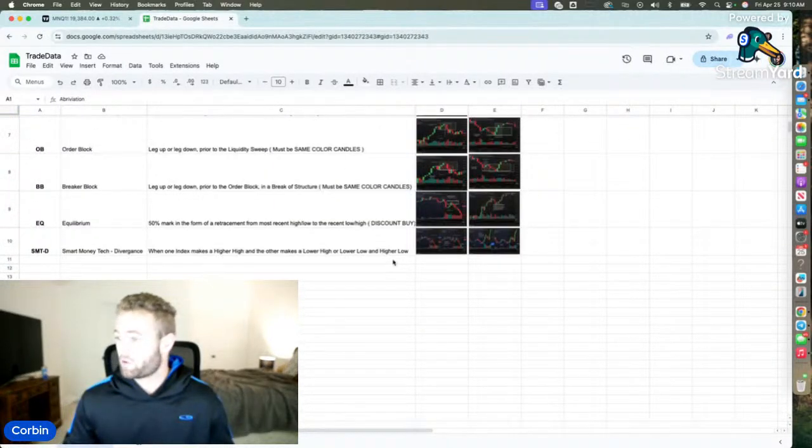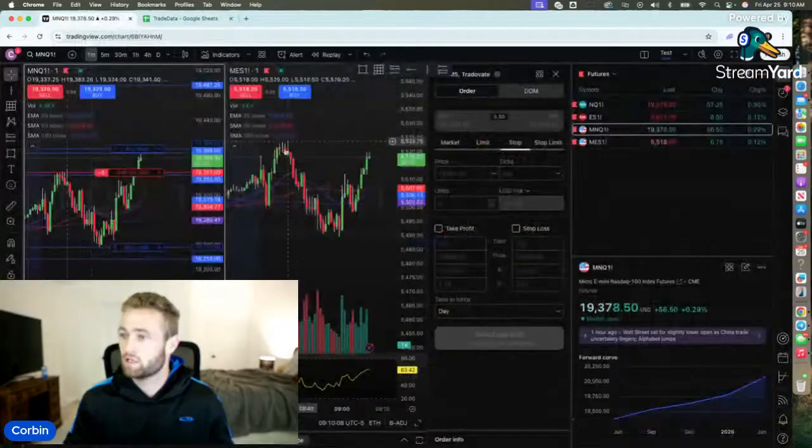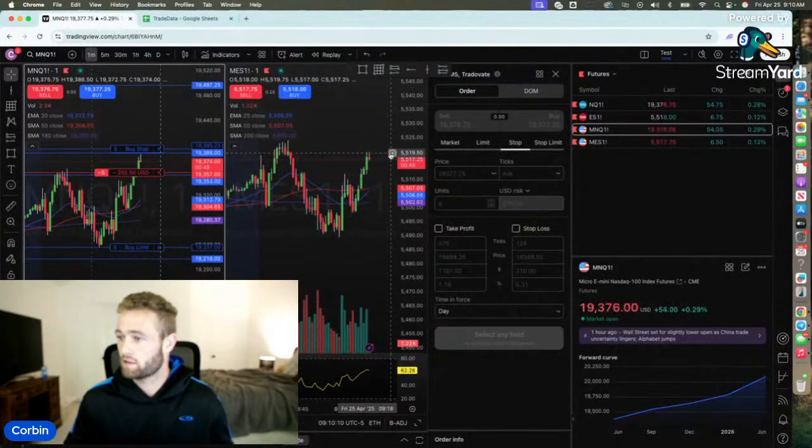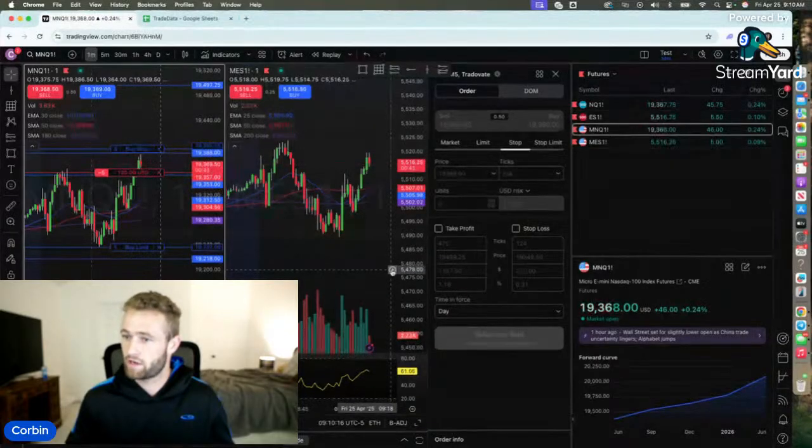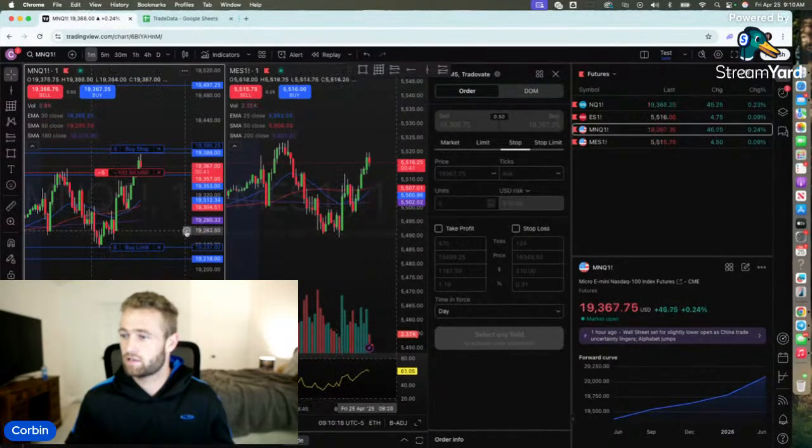An SMT divergence. That's when one of the indices is making a higher high and the other one is making a lower high. That typically means that the change of trend is to the downside and this index is lagging. So that's the one that we would want to take a short position on, and that is what we did.